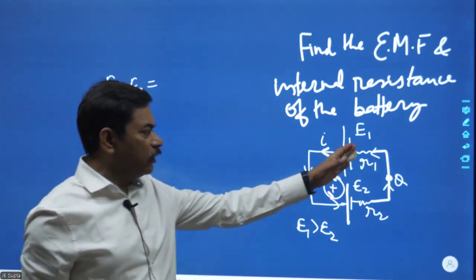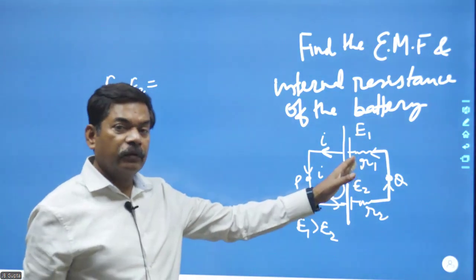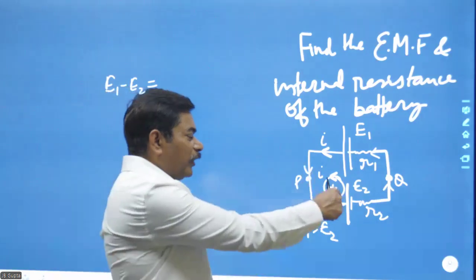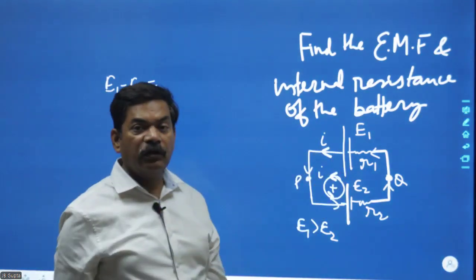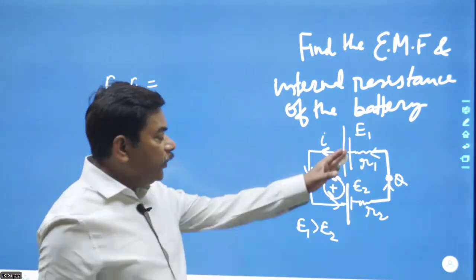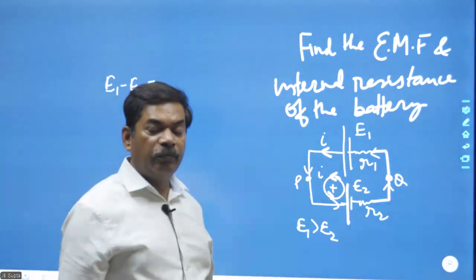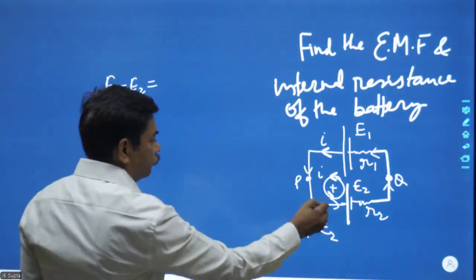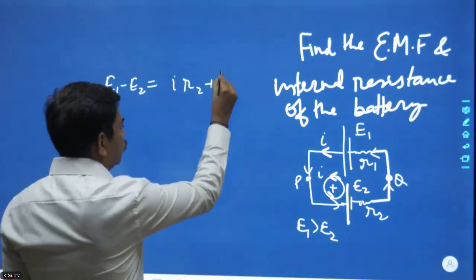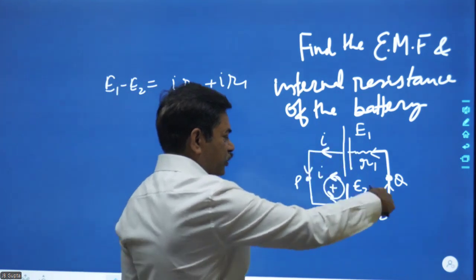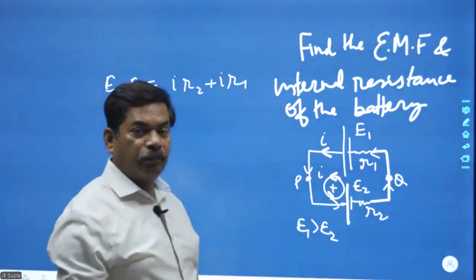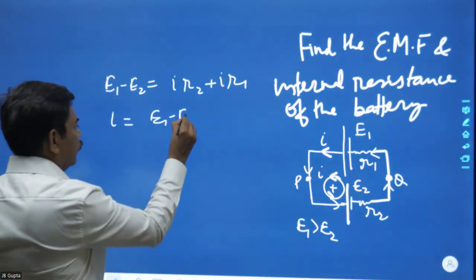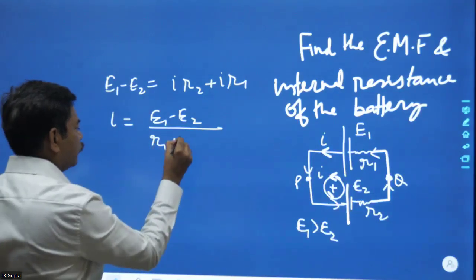E1 will try to give its current in the anti-clockwise direction, and E2 will try to give its current in the clockwise direction. So net EMF in the anti-clockwise direction becomes E1 minus E2, because we're taking that E1 is bigger than E2. Now this would equal I into R2 plus I into R1. So through this you get I equal to (E1 minus E2) divided by (R1 plus R2).